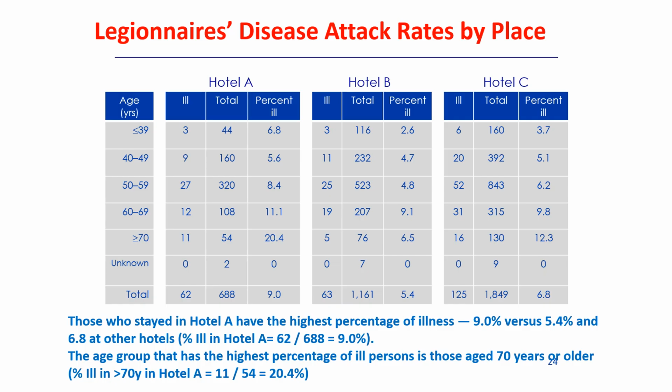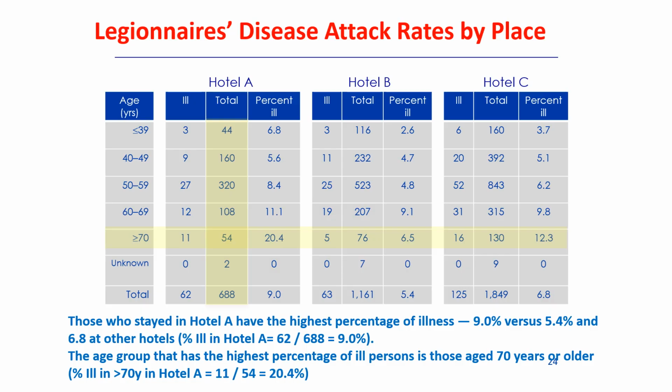Here we can describe who got the disease. We have the age groups of persons who got the disease, and also the places where attendees of the convention stayed. A group were in Hotel A, another group in Hotel B, a third group in Hotel C.